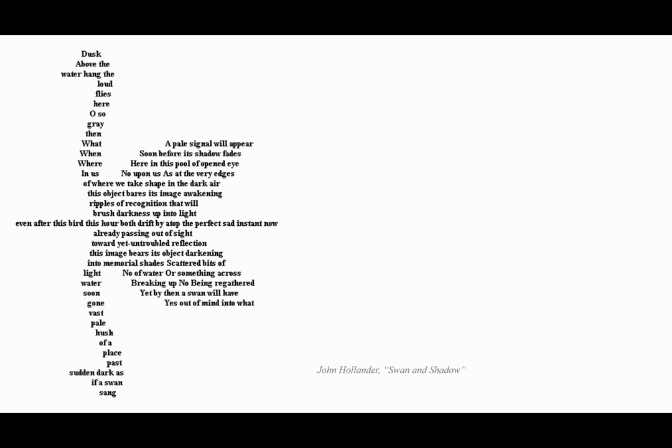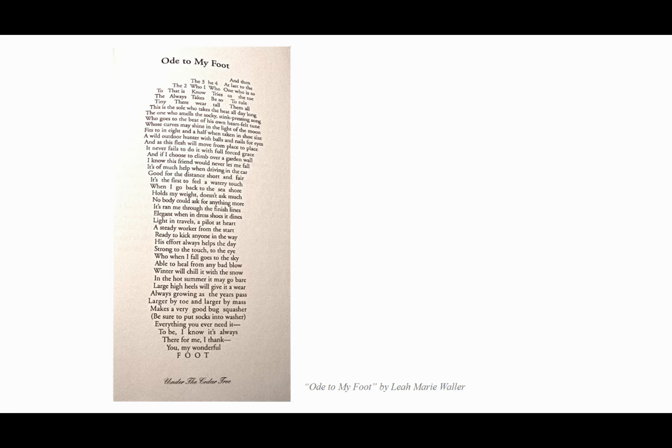Here's George Herbert's Easter Wings, an older poem printed in 1633 on 2 facing pages, with 1 stanza per page. It's printed sideways so that the lines would call to mind birds flying up with outstretched wings. This is John Hollander, Swan and Shadow. This is Ode to My Foot, and you can see the whole poem is in the shape of a foot.